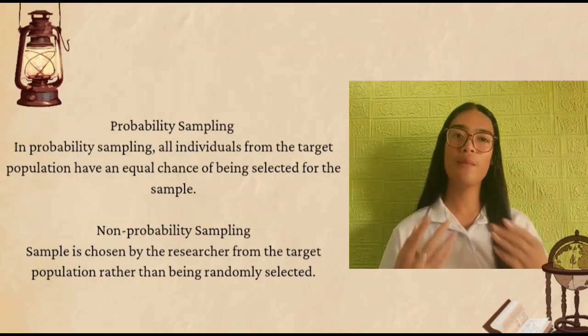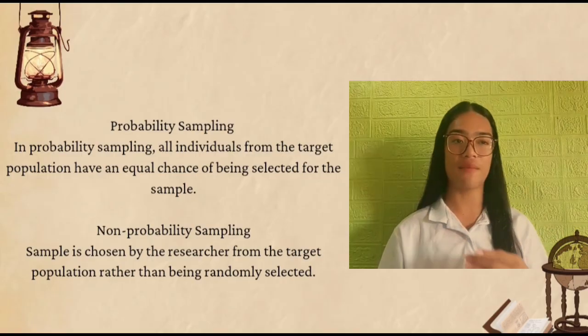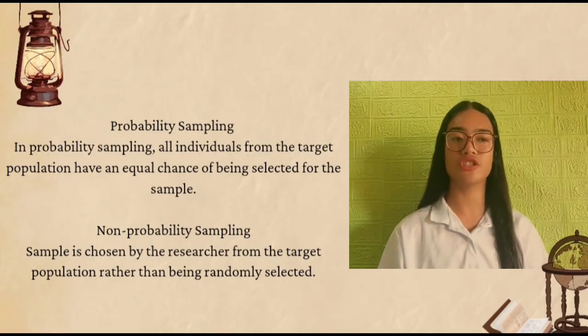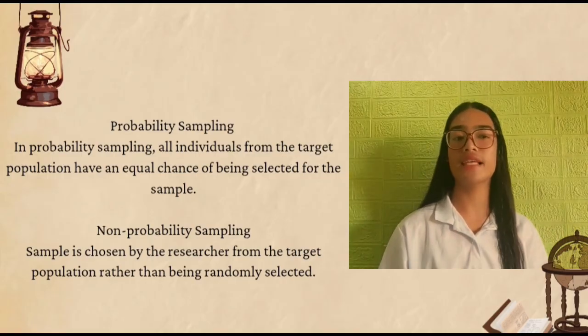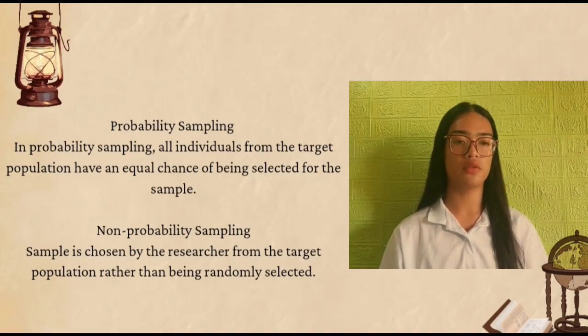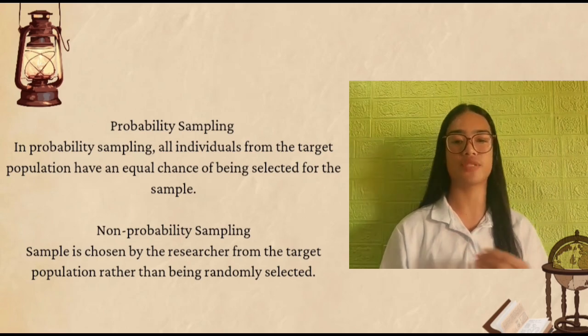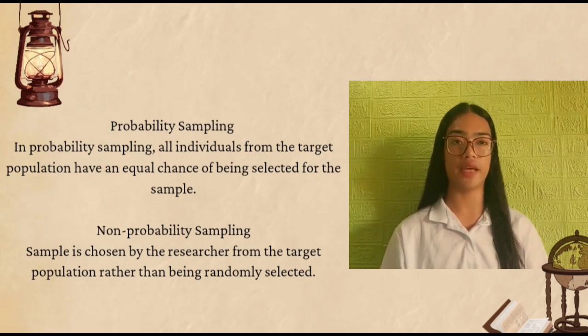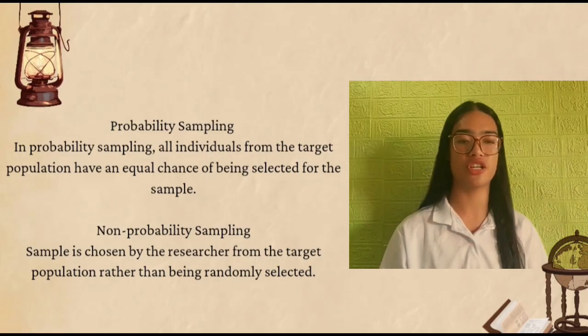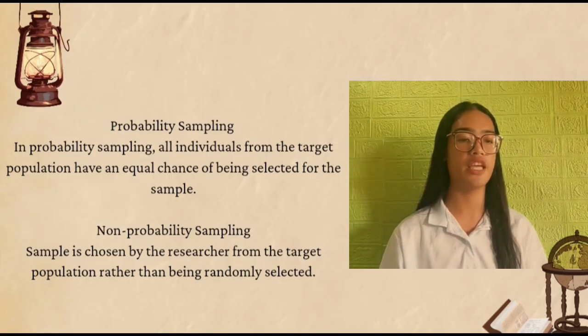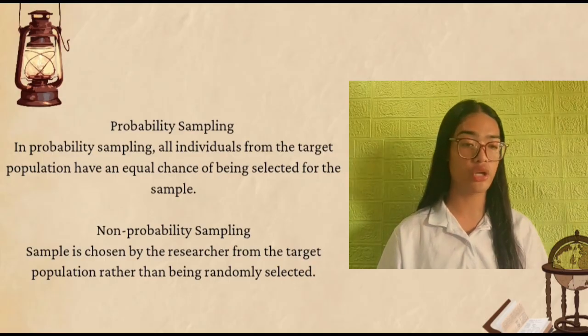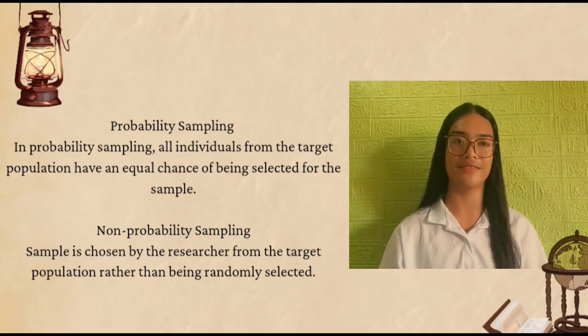Now let's talk about the meaning and the importance of probability sampling and non-probability sampling. In probability sampling, all individuals from the target population have an equal chance of being selected for the sample. Which is, in probability sampling, everyone in the group has an equal chance to be chosen. While in non-probability sampling, a sample is chosen by the researcher from the target population rather than being randomly selected. Which is, in non-probability sampling, the researcher would choose who will be part of the study.